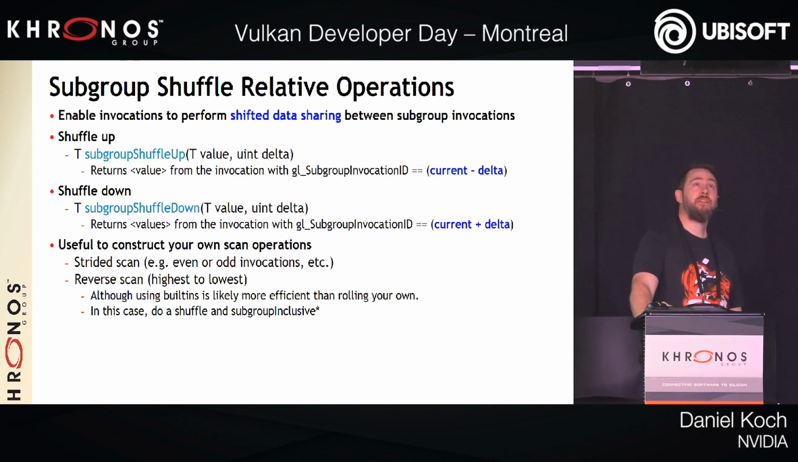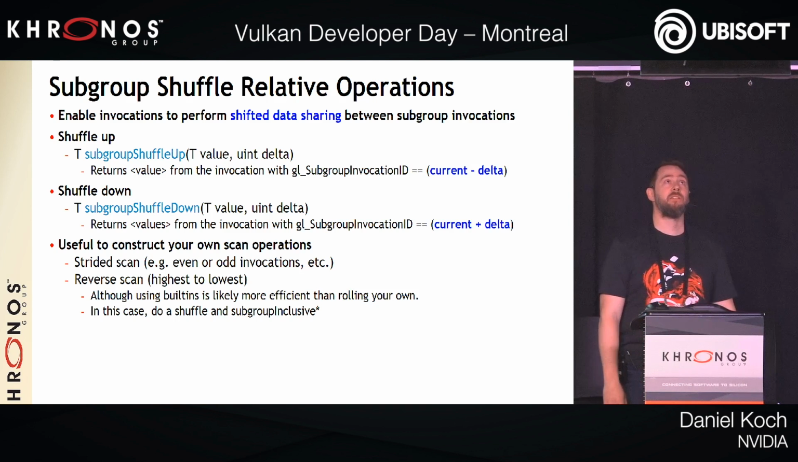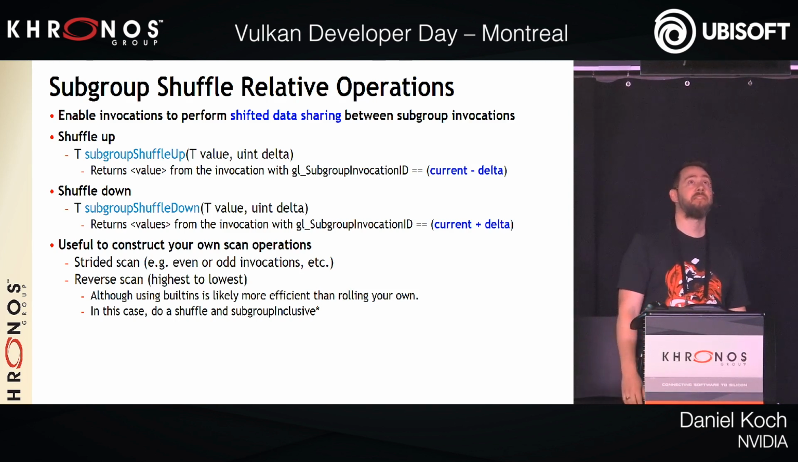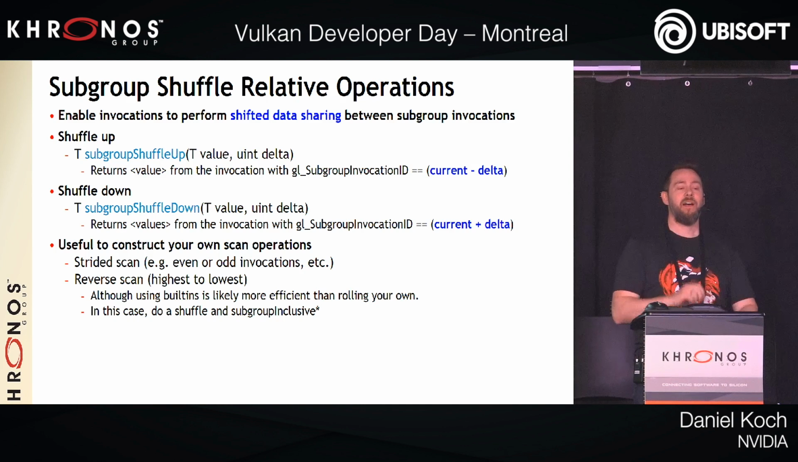Shuffle relative is the next group of operations. This enables shifted data sharing between subgroup invocations. Basically you can do shuffle up or shuffle down. You pass in a delta, so you're reading up or down from your invocation, shifting by 1 or 2 or whatever is appropriate for your algorithm.